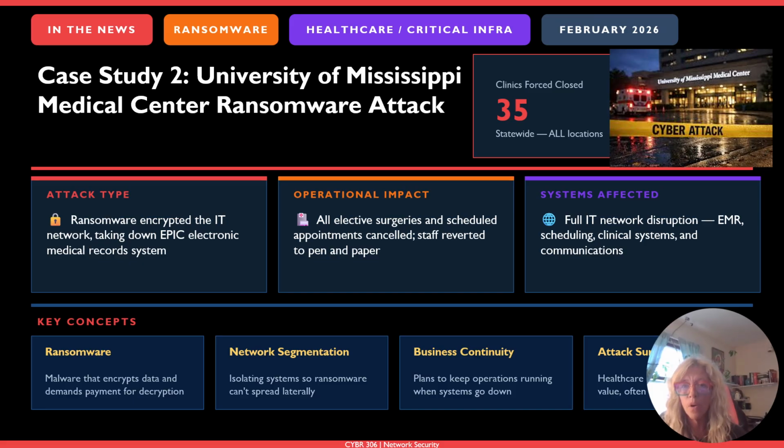So what could have been done? This is where your assignment on defense in depth comes directly into play. Network segmentation, backups, endpoint detection, least privilege, all of these things are important for that. So, just another example of why what we do is so important.